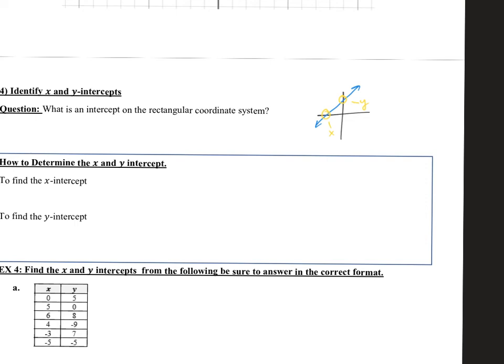And notice, for a point that is a y-intercept, what would the x value be? Well, the x value would be 0 for a y-intercept. It would always be 0 for a y-intercept.